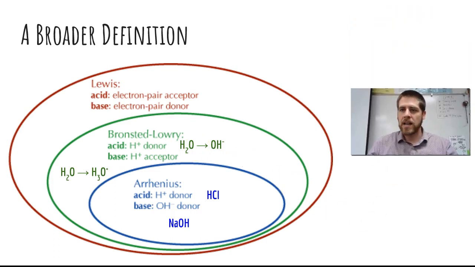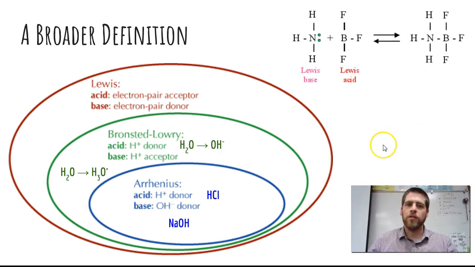Now with Lewis acids and Lewis bases, we're going to focus on the electrons. And here's an example. The electrons are kind of donated to the Lewis acid here, to the BF3, and notice that actually results in a covalent bond that's formed. That's often the case with Lewis acids and bases.